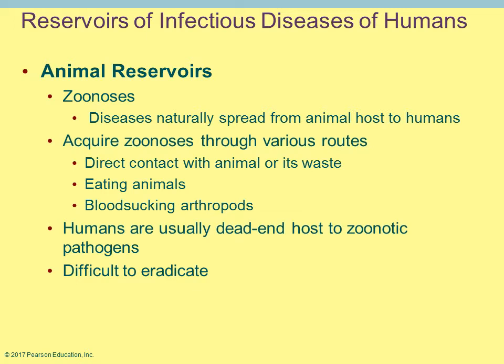How does it spread? Well, you may have direct contact with the animal. You may have contact with its waste. Maybe you're eating animal meat that wasn't properly cooked. Maybe insects fed on the animal and then bite you. Humans, in this situation, are usually kind of a dead-end host. And these diseases are very difficult to eradicate, partly because the particular pathogen is surviving in another animal host.